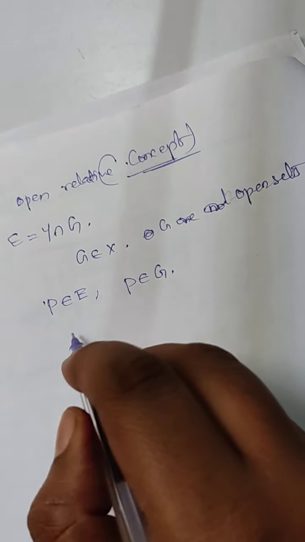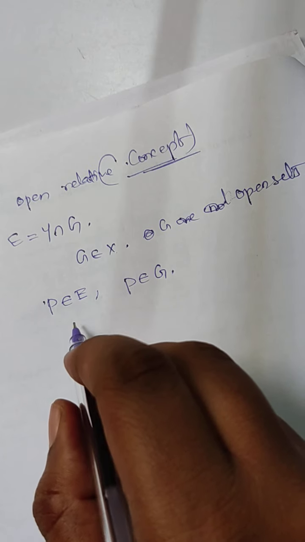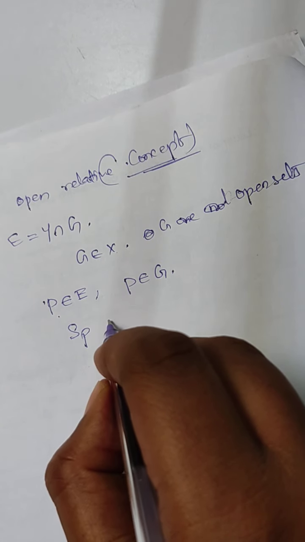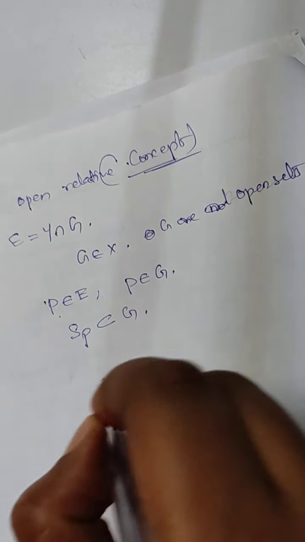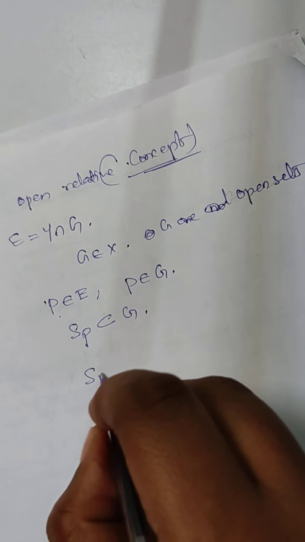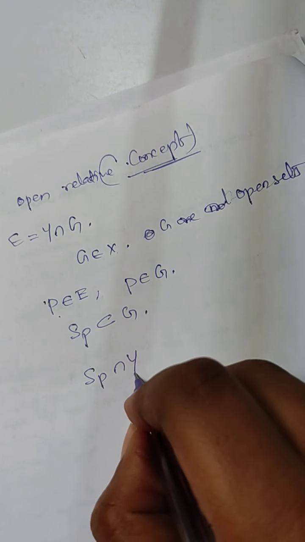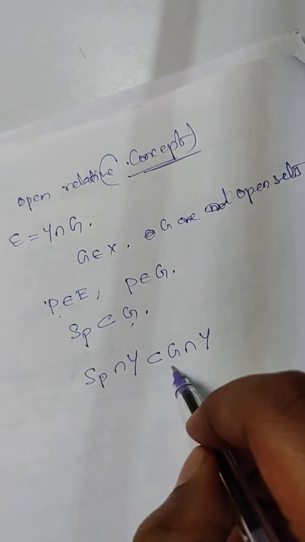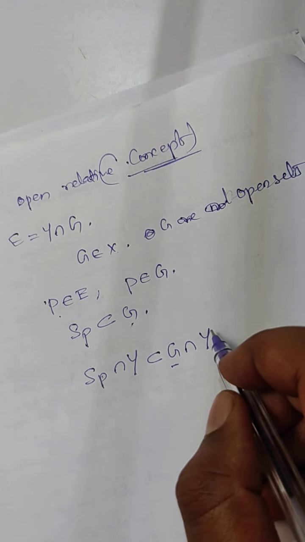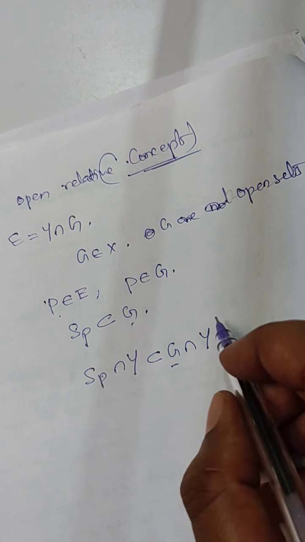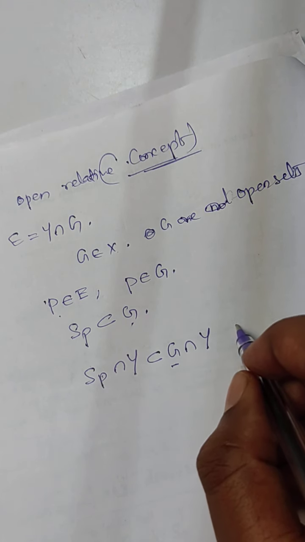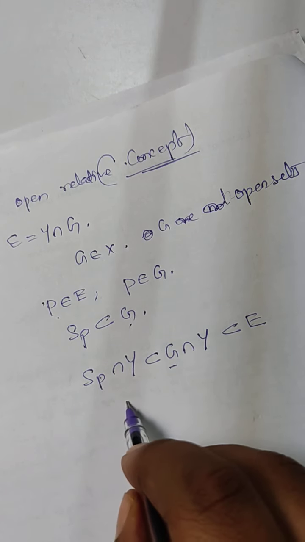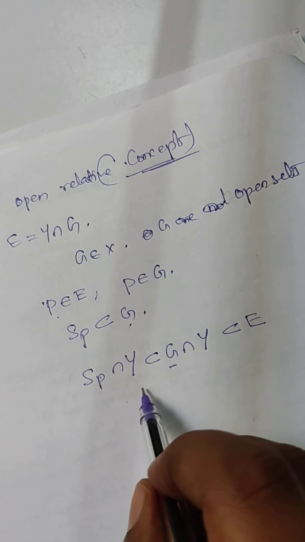Since it is an open set in X, the neighborhood of P is N_P, such that this is a subset of G. G is in X. N_P intersection Y is a subset of G intersection Y. Since N_P is a subset of G, we get G intersection Y here. And G intersection Y is a subset of E, that we already got. And N_P intersection Y we got.